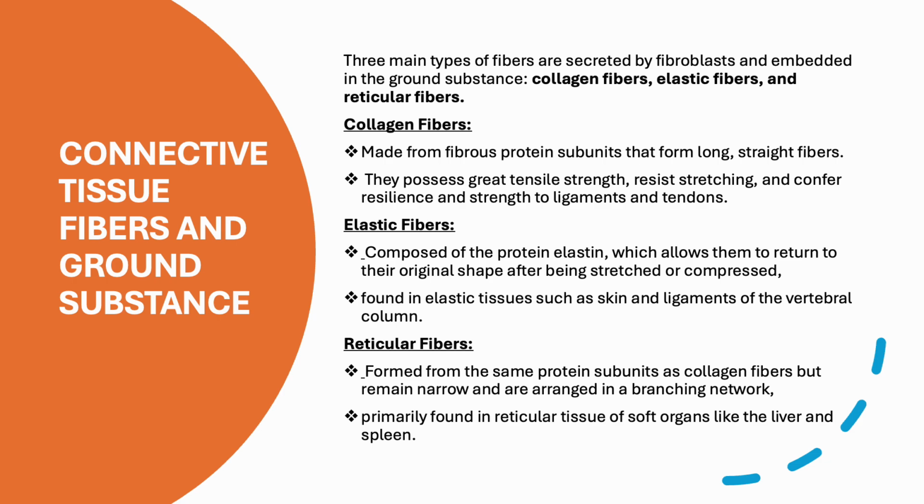So let's discuss the connective tissue fibers, which are collagen, elastic, and reticular, as we said earlier on. The three main types of fibers are secreted by fibroblasts and are embedded in the ground substance. Collagen fibers are made from fibrous protein subunits that form long straight fibers. They possess great tensile strength that resists stretch and gives resilience and strength to ligaments and tendons. Elastic fibers are composed of the protein elastin, which allows them to return to their original shape after being stretched or compressed, found in elastic tissue such as skin and ligaments of the vertebral column. The collagen is mostly in the tendons, ligaments, bones, and other tissues. Reticular fibers, on the other hand, are formed from the same protein subunits as collagen but remain narrow and are arranged in a branching network. They are found mostly in the reticular tissues of soft organs like the liver and the spleen.